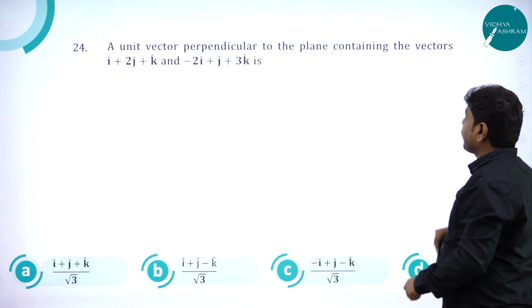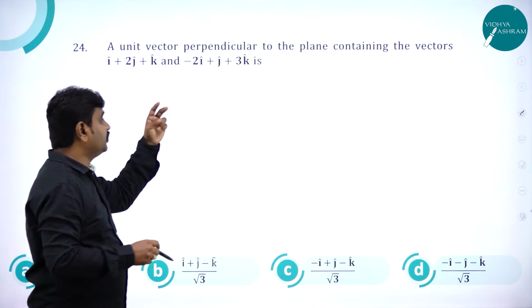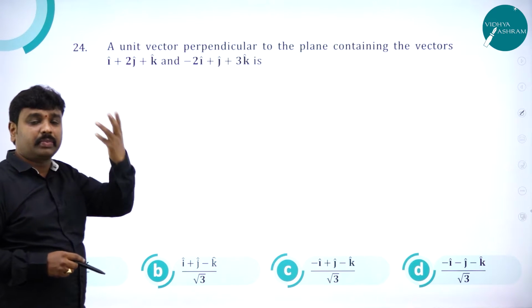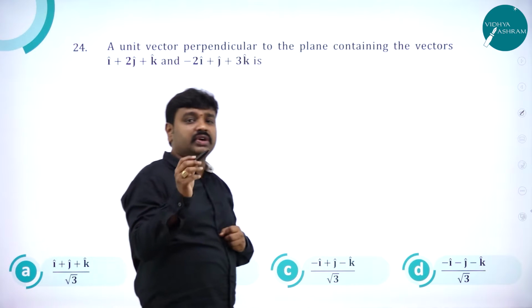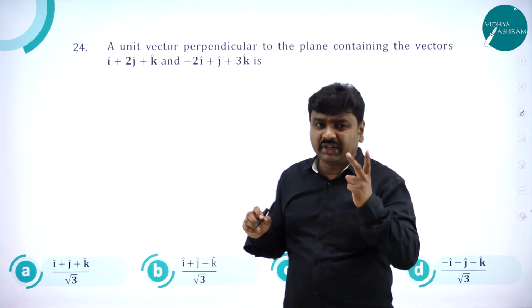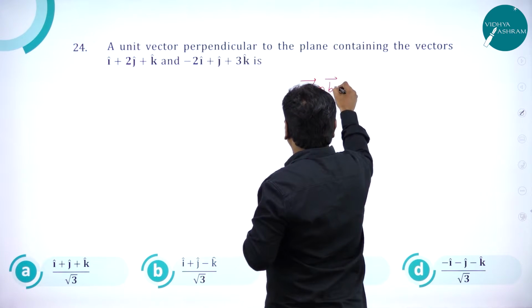Next. Unit vector perpendicular to the plane containing these two. So all of you know unit vector perpendicular to a vector. Vector A cross vector B is what? Unit vector perpendicular to A and B. So there are two possibilities. So unit vector perpendicular to A and B is A cross B.